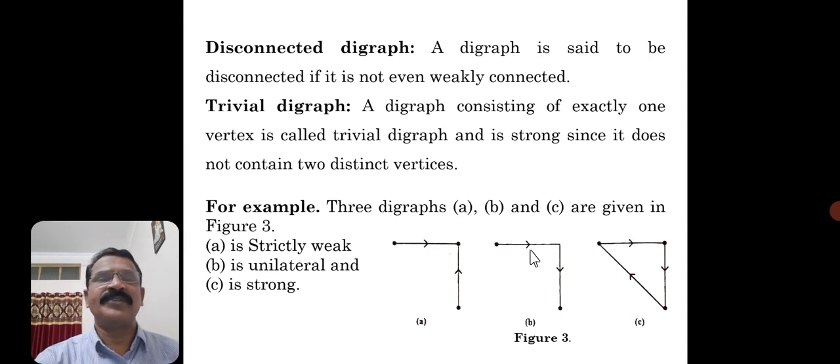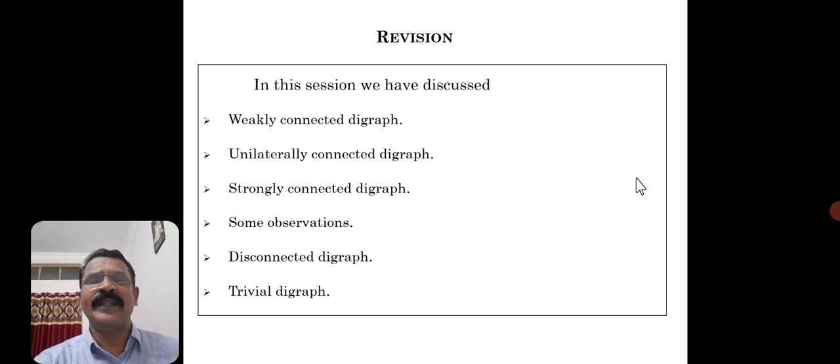So these are the examples which we have considered on three different types of connected digraphs. What we have discussed: weakly connected digraph, that is a semi path. Unilaterally connected digraph, one path between two vertices, that means one way. Strongly connected, two ways between two vertices, one path from u to v, another path from v to u. So these are the three different connected digraphs, and we have made some observations. Then we discussed the disconnected digraph: if it is not even weakly connected, then that digraph is called a disconnected digraph. At last we discussed the trivial digraph, a digraph having only one vertex.